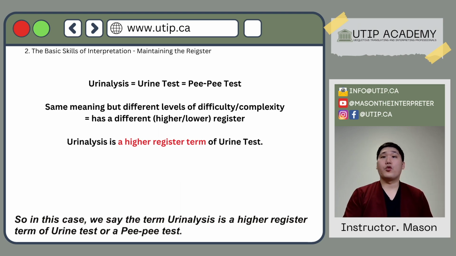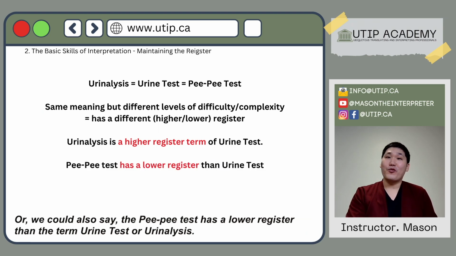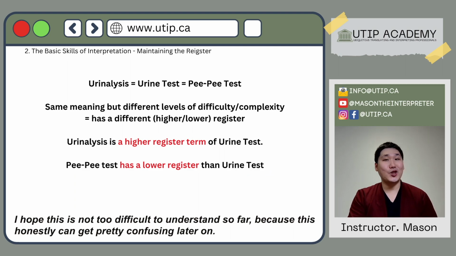So in this case, we say the term urinalysis is a higher register term of urine test or a PP test. Or we could say the PP test has a lower register than the term urine test or urinalysis. I hope this is not too difficult to understand so far, because this honestly can get pretty confusing later on.